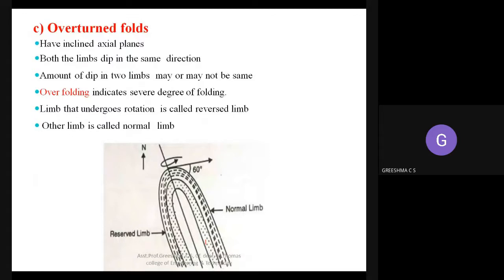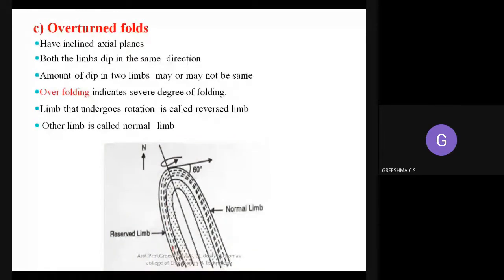Now the limb that undergoes rotation is called the reversed limb, and the other limb is called the normal limb. Here you can see this is the axial plane, an inclined axial plane. This is one limb and this is another limb. These two limbs are turning in one direction. The first limb is called the normal limb, and the limb which is turning, you can see here, this limb is turning like this.